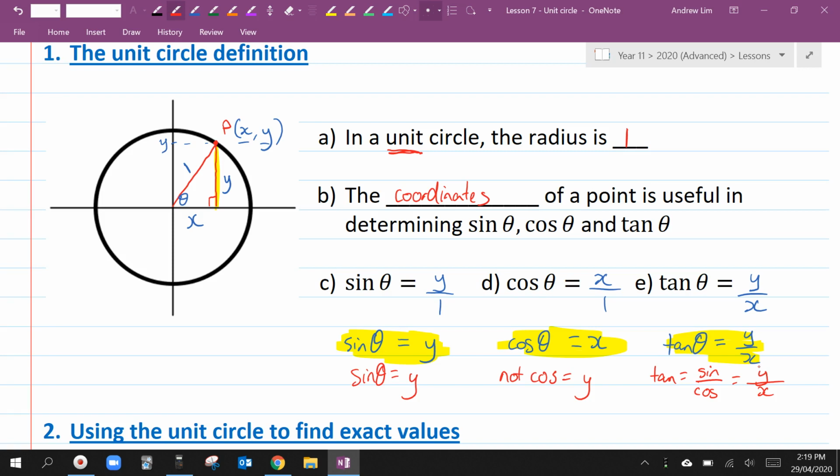So the coordinates are very useful because we can rewrite this point as cos theta, sine theta. If I want to work out what is sine of 50 degrees, then all I need to do is look at the y value of the coordinate. Whereas if the question asks what is cos of 50 degrees, then I would look at the x value of the coordinate. So cos theta, sine theta, nice and easy, is in alphabetical order. Like x and y is alphabetical order, cos comes before sine.